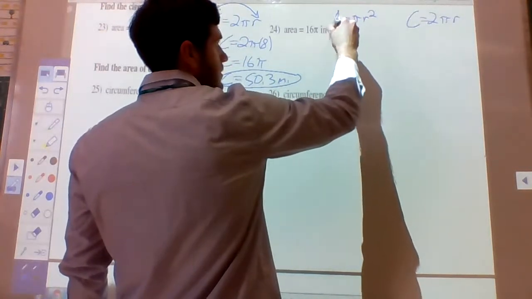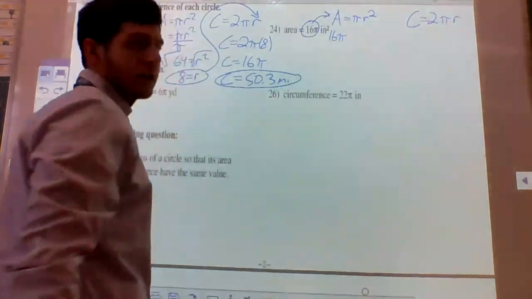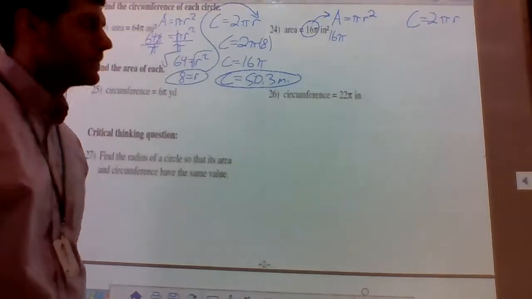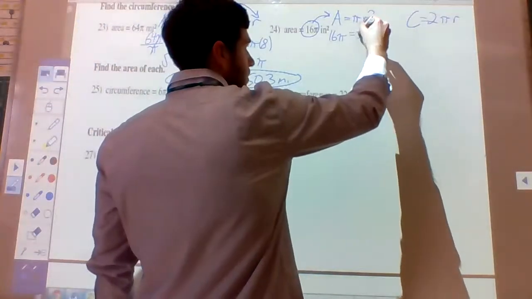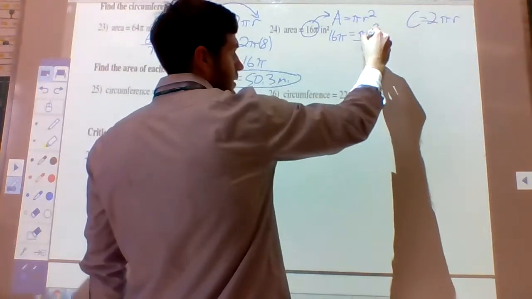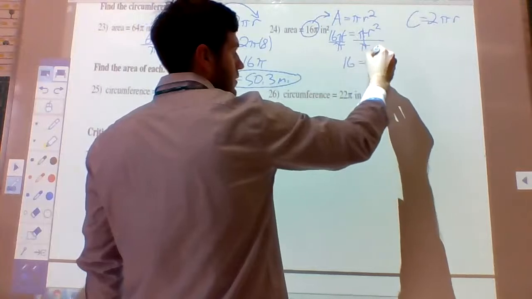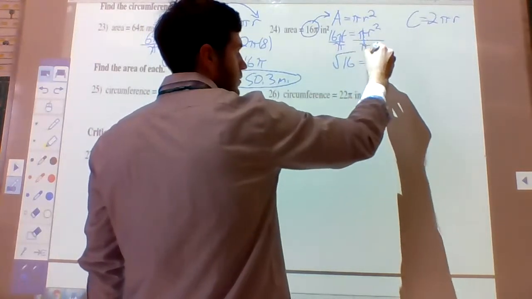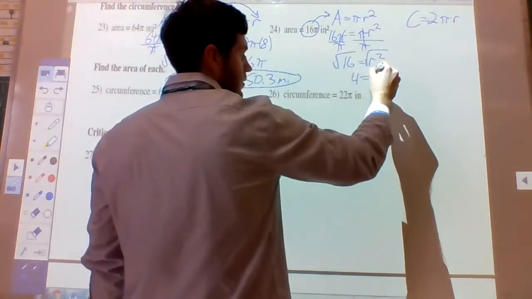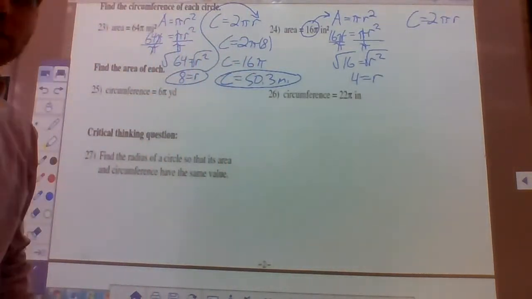Okay, so area is 16 pi. Substitute that in for area. Okay, and that's going to equal pi r squared. We now have one variable, r, so we can solve for r. Got to get r squared by itself, so we divide by pi. We get 16 equals r squared. We can take the square root of both sides. So we get 4 equals r. Again, plus or minus, but you can't have a negative radius, so we're going to use positive 4.